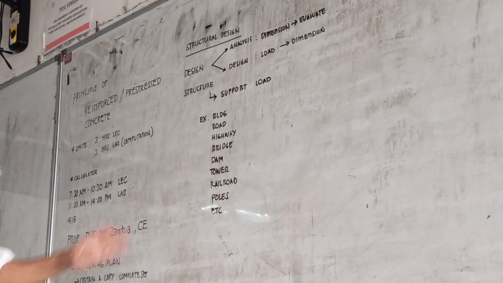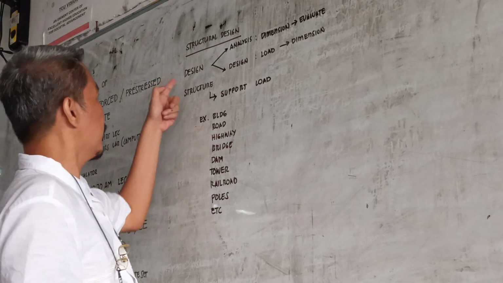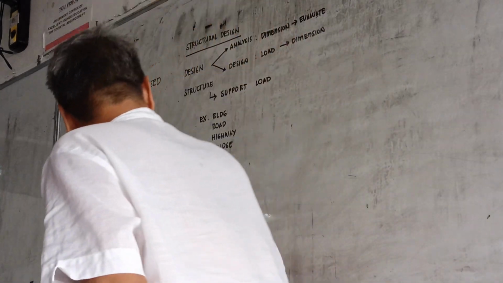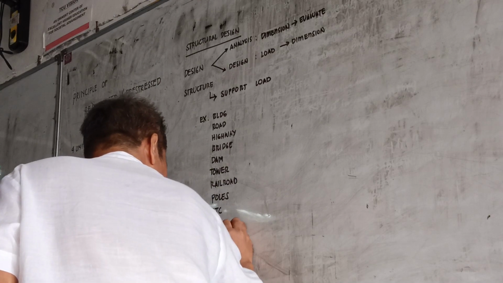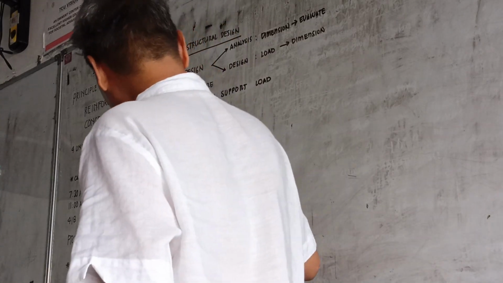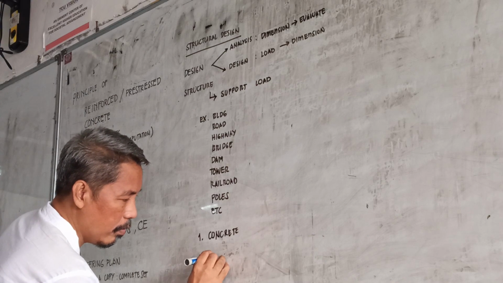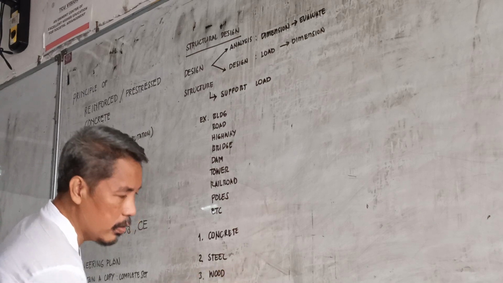Anyway, therefore, we already specifically define what we mean by design, structure, therefore, what we mean by structural design. So, structural design, this subject is actually composed of one, concrete. The whole structural design topic is concrete. Then we have steel, and number 3, wood. Okay.